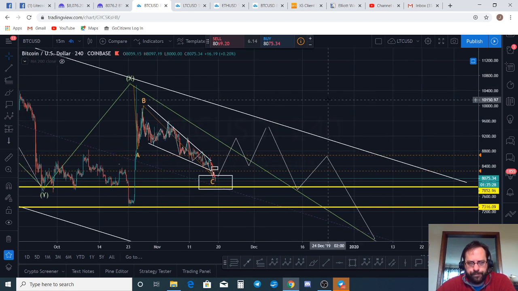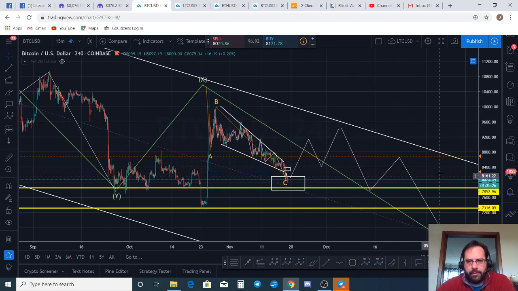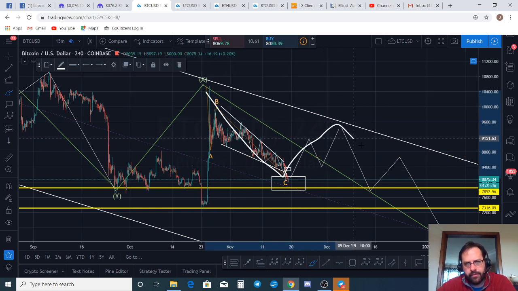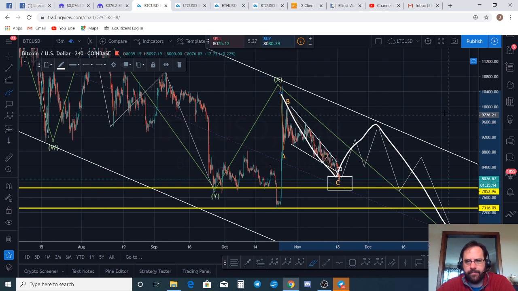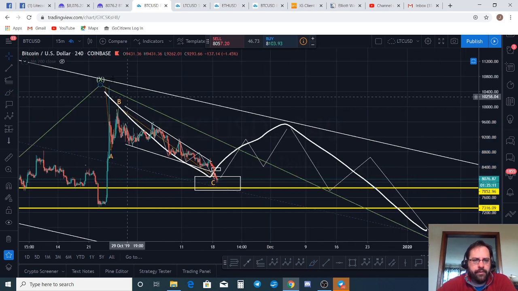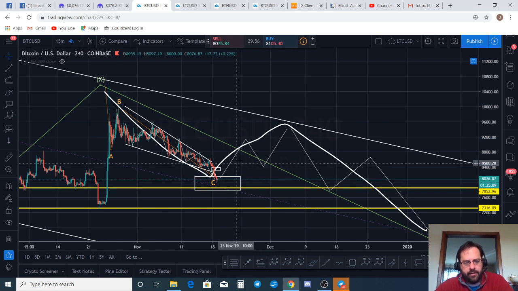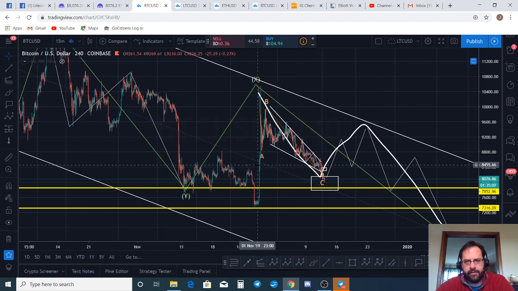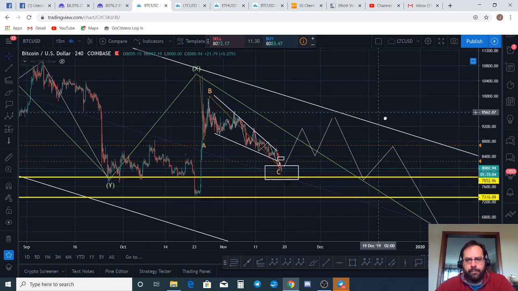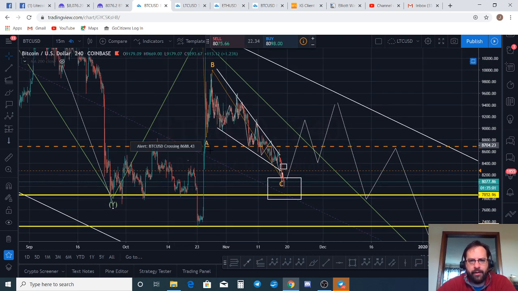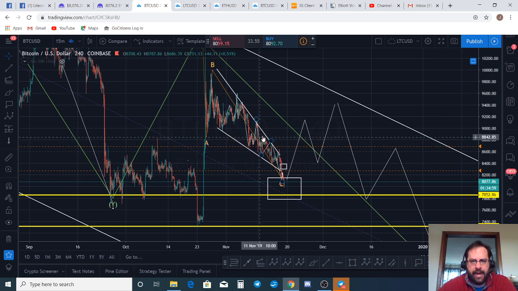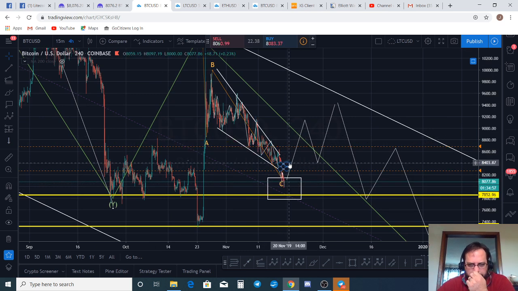Okay, so now a couple of options here. What I'm looking for here is something like this to finish out the Z wave. It looks like we're finishing up our first leg of it. What do we have? I think we've got an ABC. We ended with an ending diagonal that overshot potentially, and then we're going to come on up.